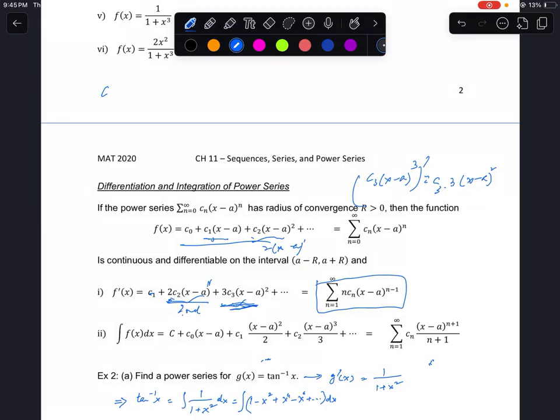So we have c sub 0 times (x minus a) plus c sub 1 times (x minus a) squared over 2 plus c sub 2 times (x minus a) cubed over 3 plus dot dot dot. Here the sum will actually go from n equals 0 to infinity. Why 0? Because you see the c sub 0 here.